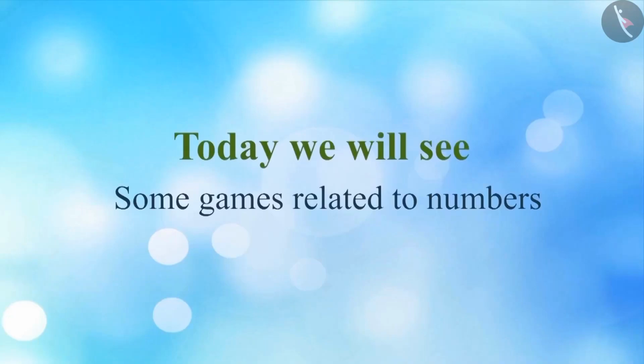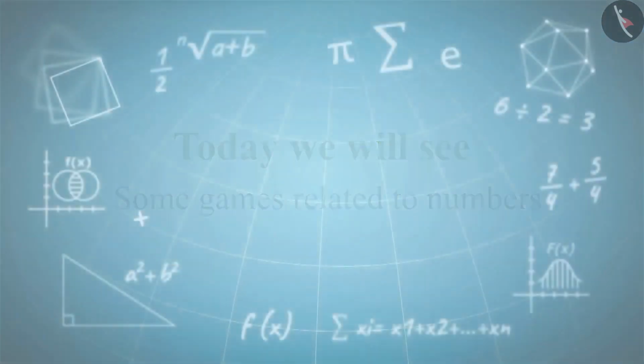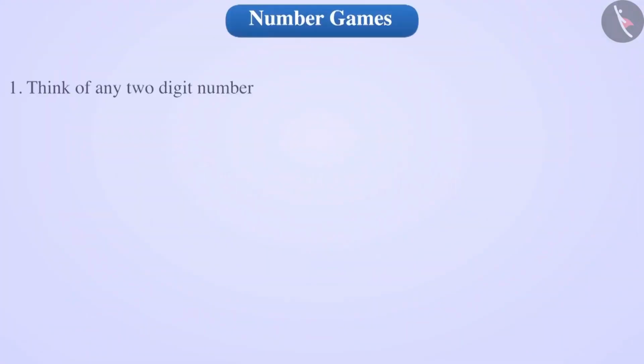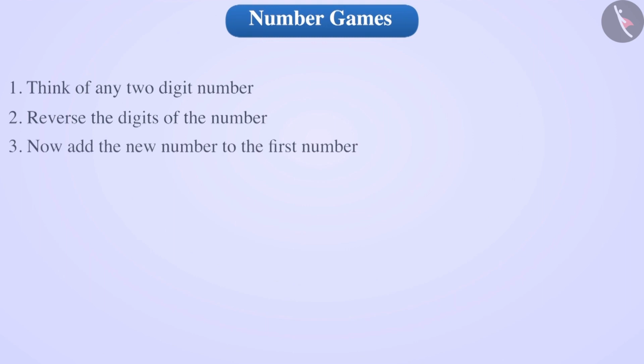Let's play some number games in this video. Think of any two-digit number. Now, reverse the digits of this number, add the new number to the first number, divide the number so obtained by 11. Now, have you got a remainder as 0? Let's find out how this game works.